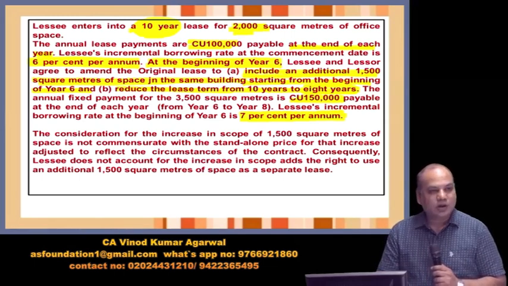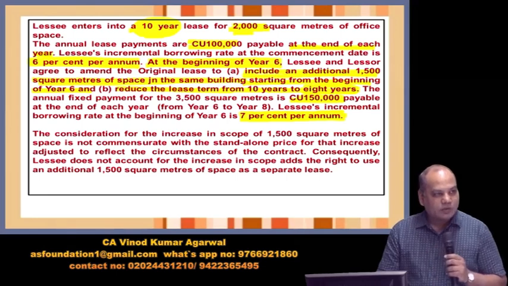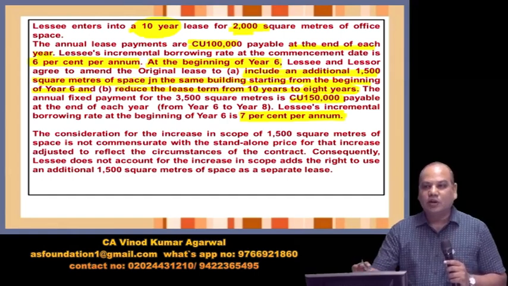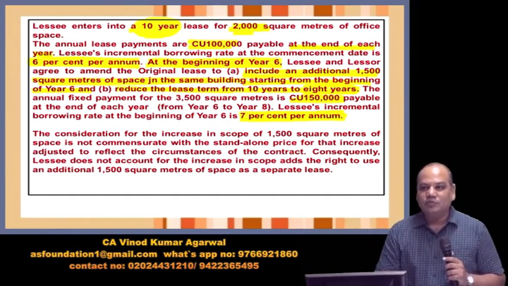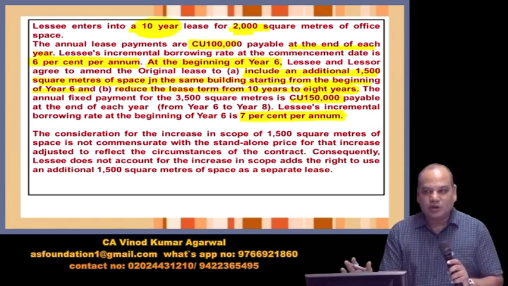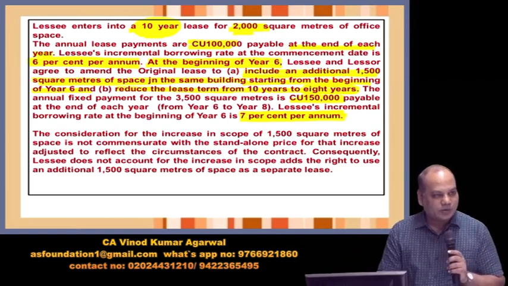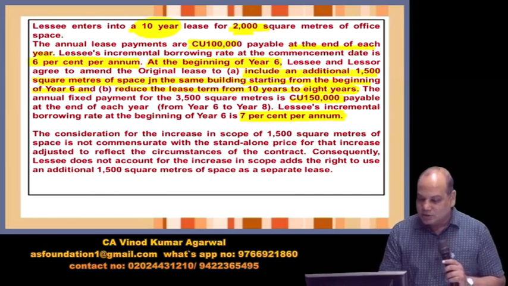Earlier I was paying 1 lakh rupees. Earlier I was paying how much? 1 lakh. Now I am paying 1,50,000. So what is the additional rent I have to pay now for additional space? 50,000 rupees I have to pay for that additional space. So that is purely due to increase in the scope of the lease, 50,000. 1 lakh I was paying in any case.